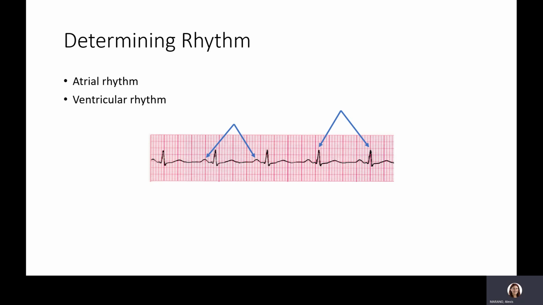So this is how we're going to determine our rhythm. First, we're going to find a P wave, and we're going to find the next consecutive P wave, and then we're going to count the number of tiny boxes between for the rate. But right now, we're just looking to see if it's regular.